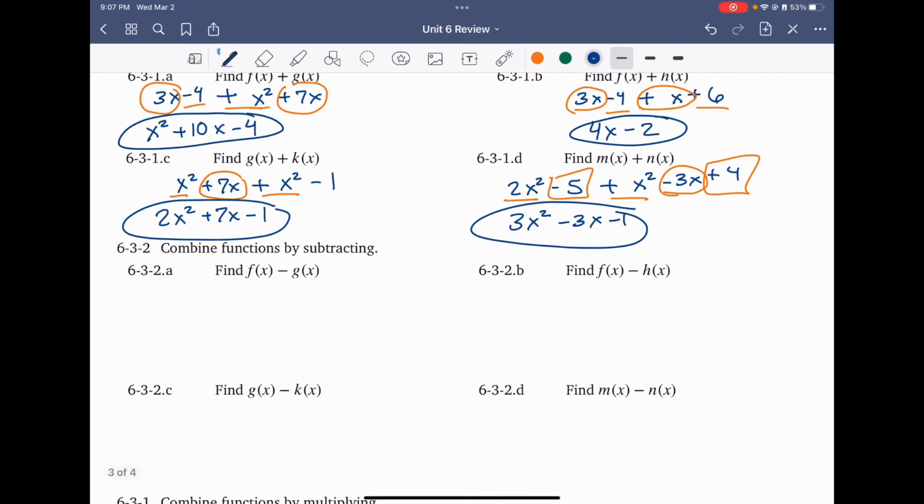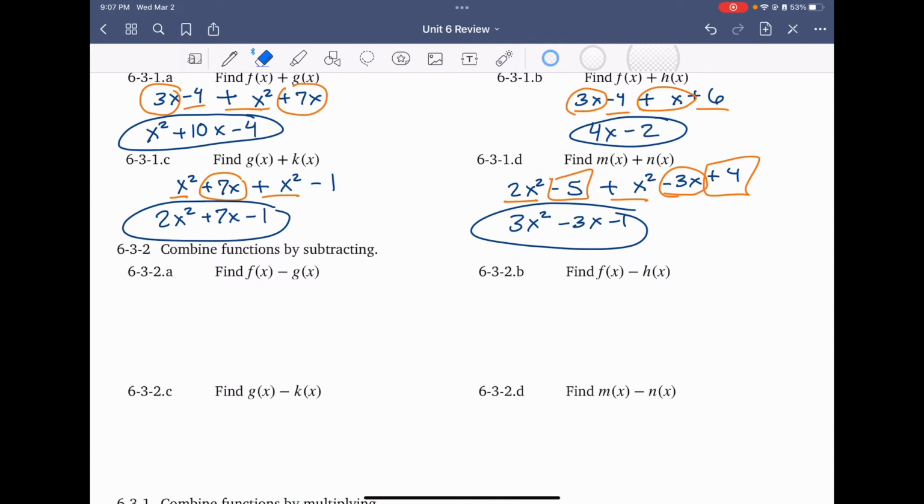So we are subtracting f of x, subtract g of x. Let's write what f of x is. F of x is 3x minus 4, and we're subtracting. And I'm going to put parentheses because we want to subtract all of it. And g of x is x squared plus 7x. So we want to subtract it all, so that means this negative here needs to distribute to both the x squared term and the 7x term. Both of them need to become negative. We need to take the opposite of both of them.